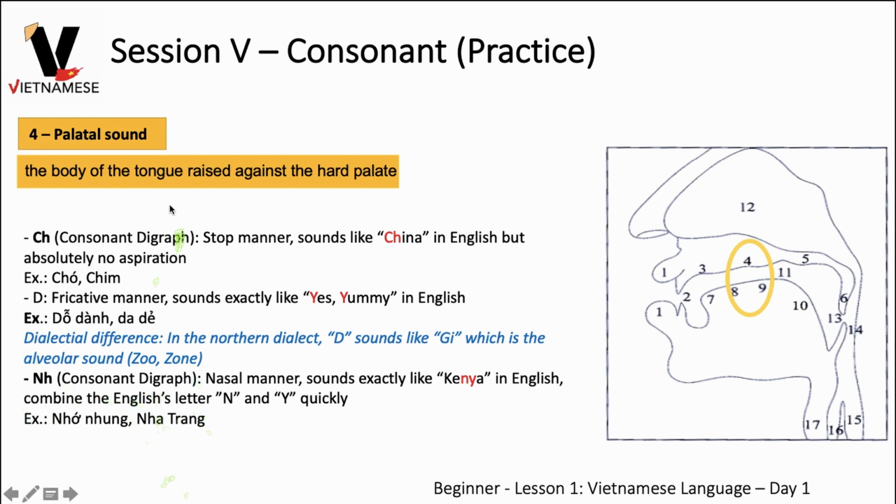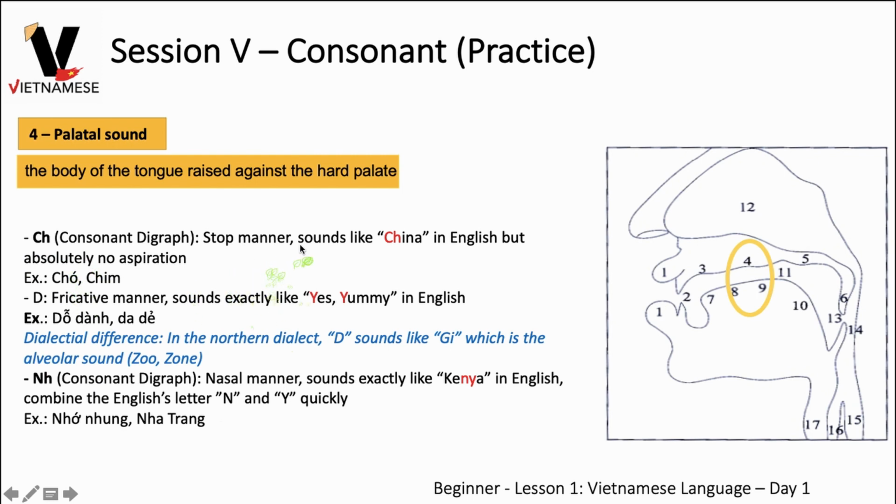And the next part we have the palatal sounds. The palatal sounds are produced when the body of the tongue is raised against the hard palate. This part will touch this part in the mouth cavity. And we have the first consonant, d.